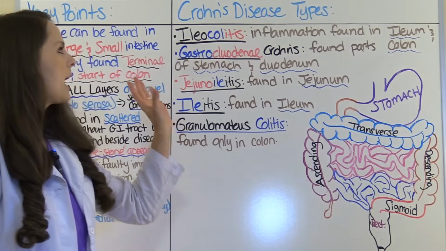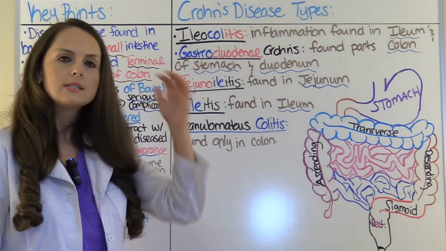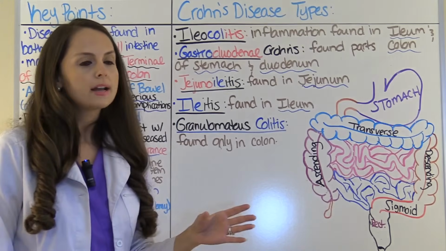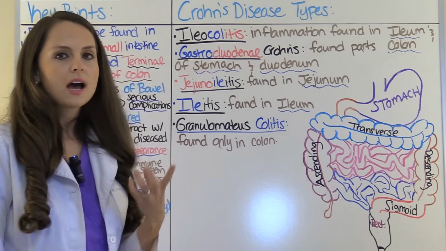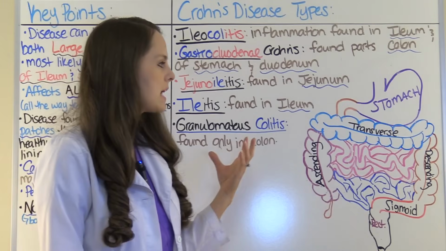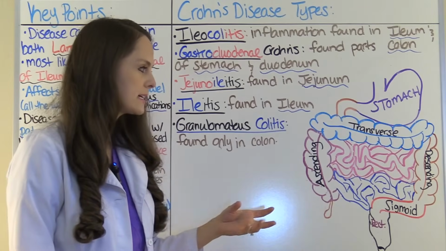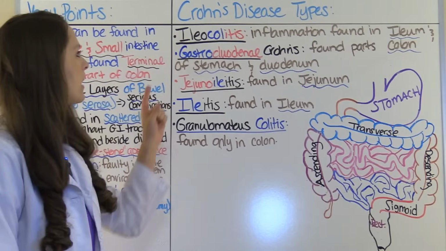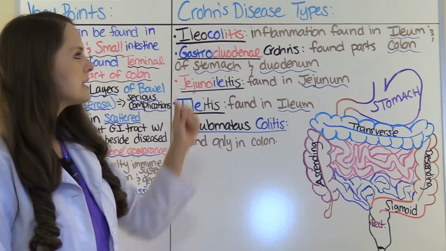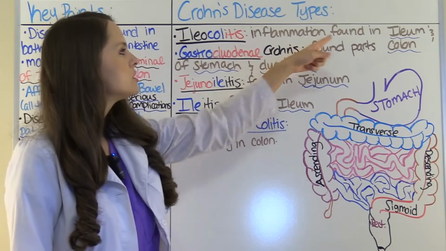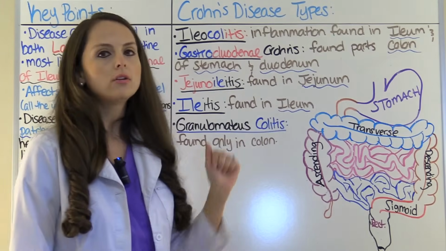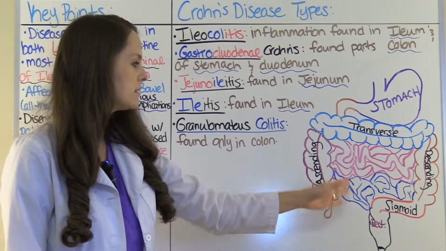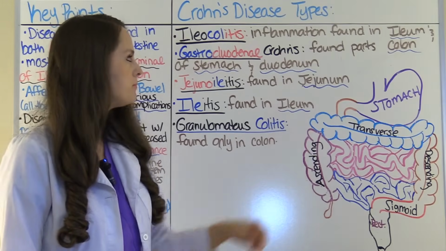Now let's look at our types of Crohn's disease. Just like with ulcerative colitis, we talked about the types, and the types depend on where the Crohn's is actually located because, like I said, it can be throughout the GI tract. So let's go over these real fast. Okay, you can have what's called ileocolitis, and this is inflammation found in the ileum and the colon. So looking back at our anatomy, in this area and in the colon.